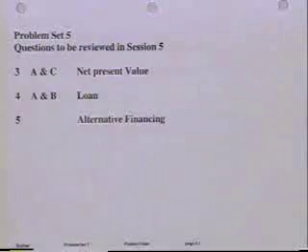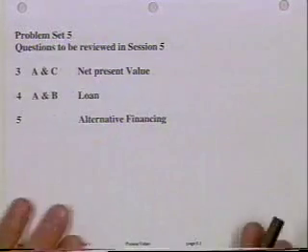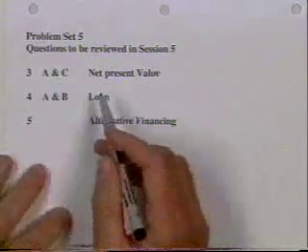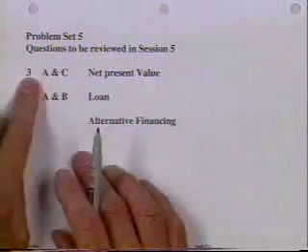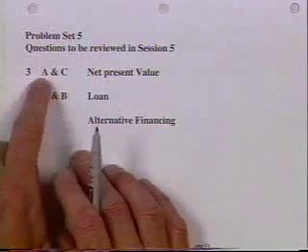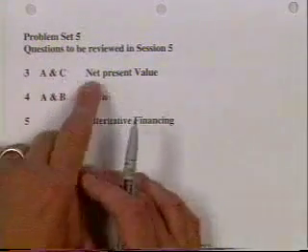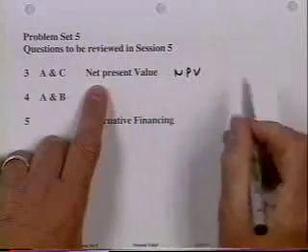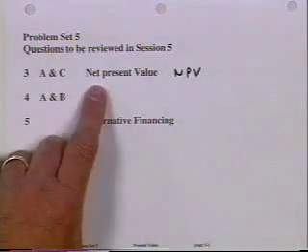Now, today's session schedule: we're going to do 3 different questions from problem set number 5. The first question is question number 3. We'll be doing part A and part C. And the basic idea is net present value, or what in the finance circle is called NPV.